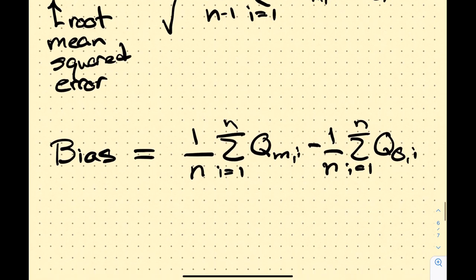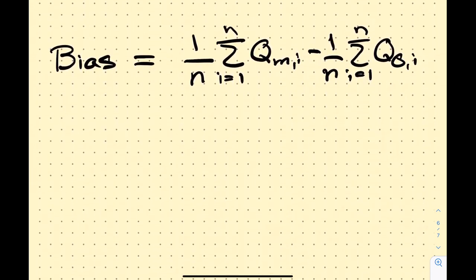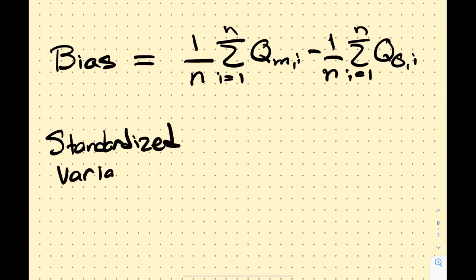Okay, so a couple more, and then I think we'll wrap up for today. Another one that we would compute is the so-called standardized variance. And even though we say standardized variance, we almost always are referring to actually the standard deviation. But saying standardized standard deviation sounds a bit weird.